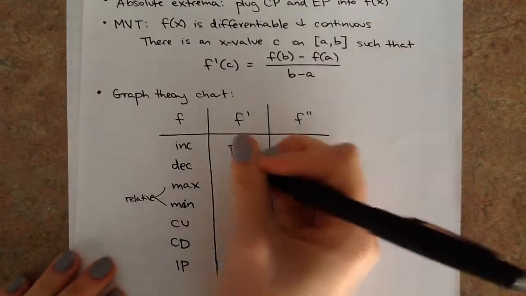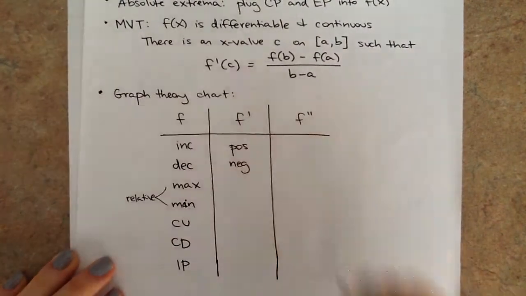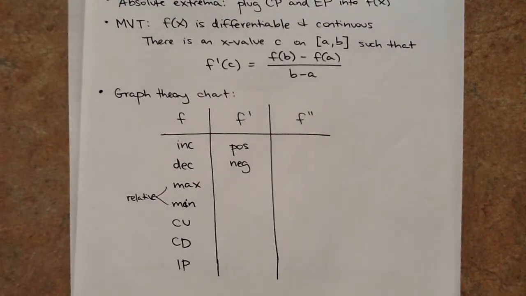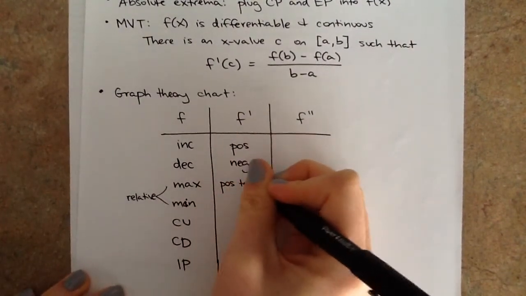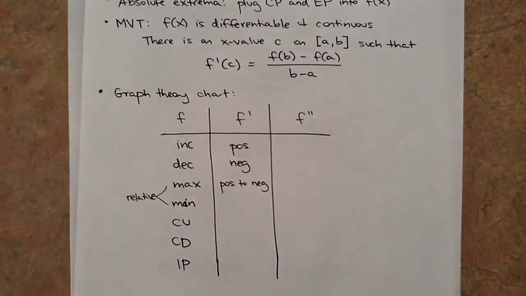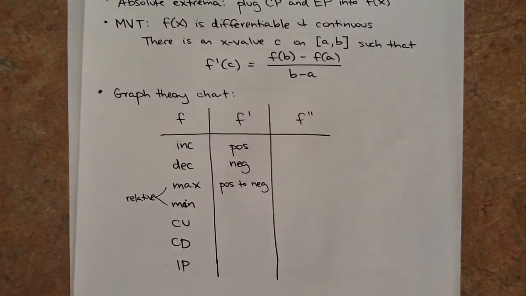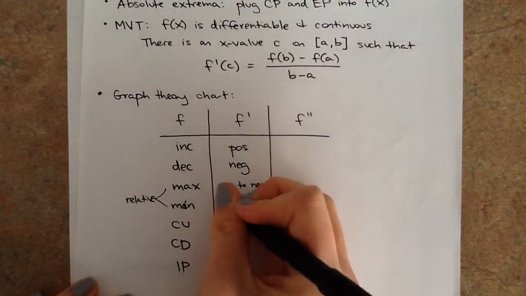Decreasing? Negative. Okay, how about a max? Positive to negative. Good. So our first derivative has a sign change, specifically positive to negative. And then min would be negative to positive.